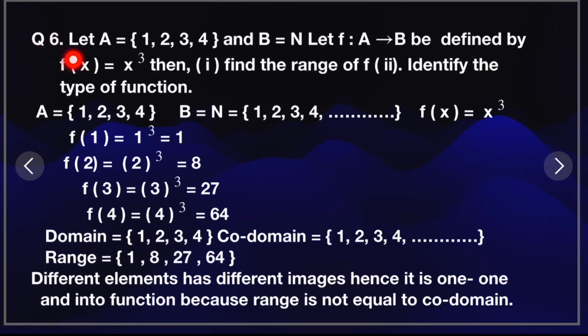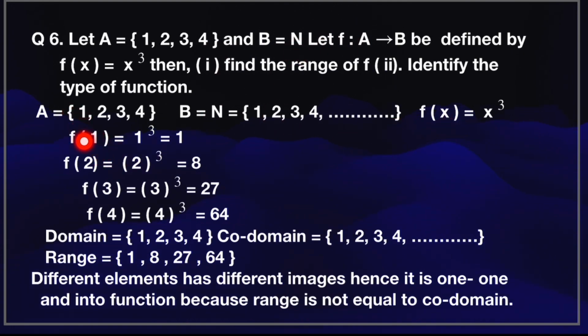Question 6. Let A be equal to this, B equal to N. Let f from A to B be defined by f(x) = x³. Then find the range of f. Identify the type of function. Again simple, the same method. Write down A, write down B. That is the set of natural numbers. So this is the function.